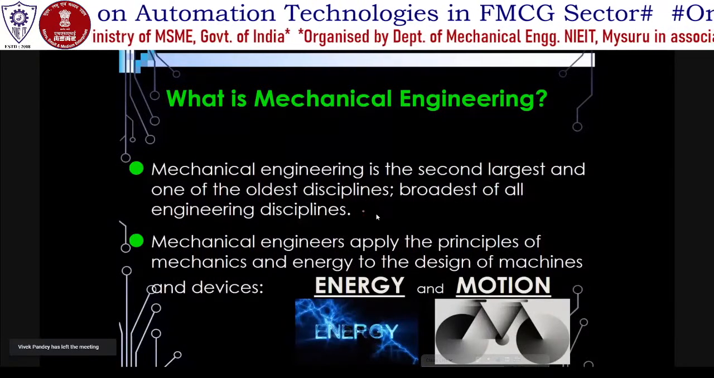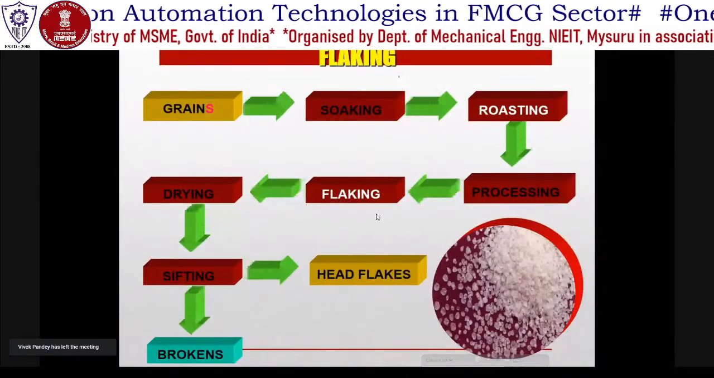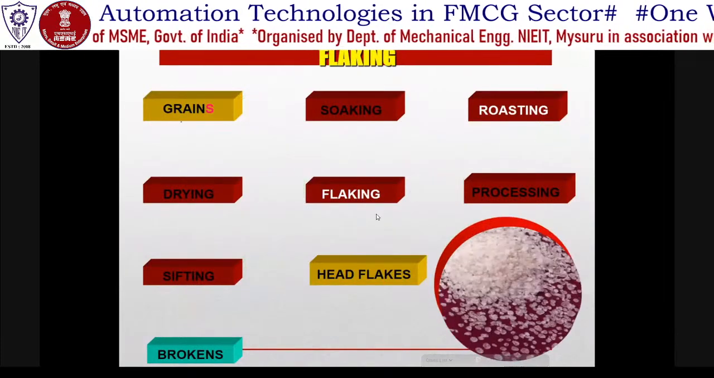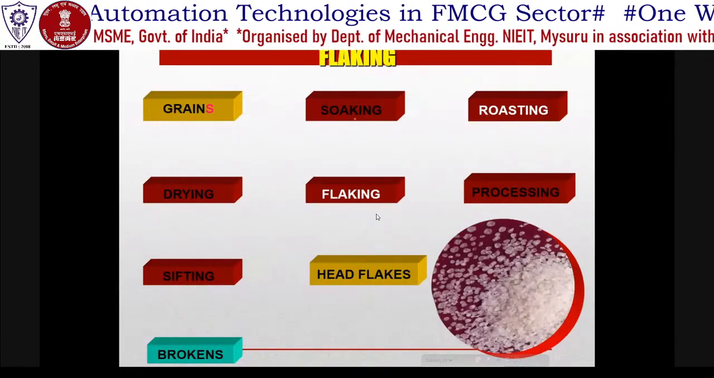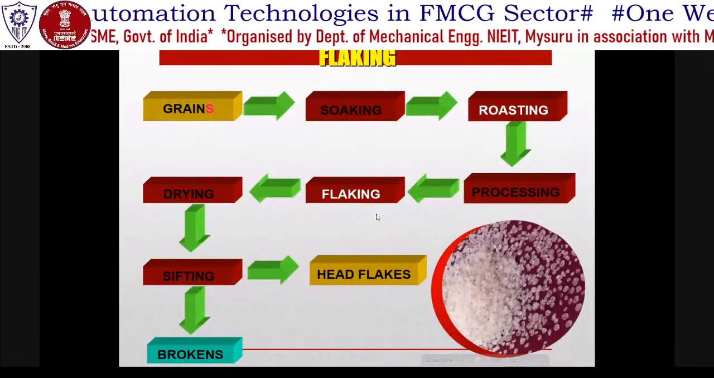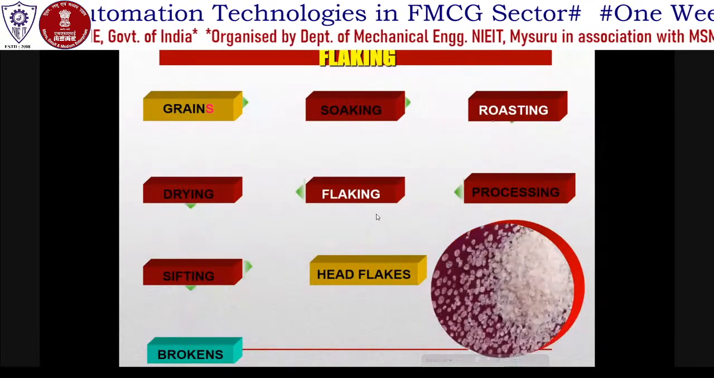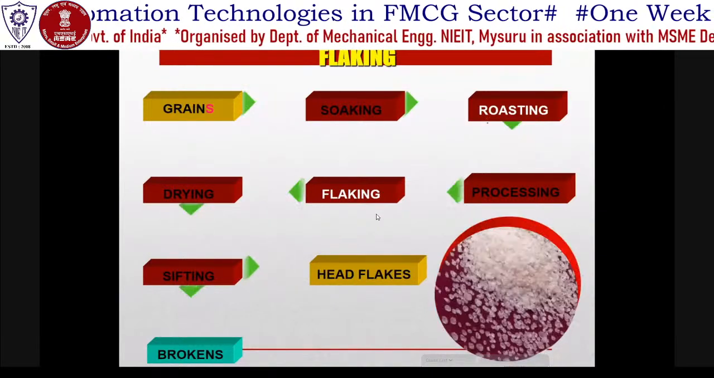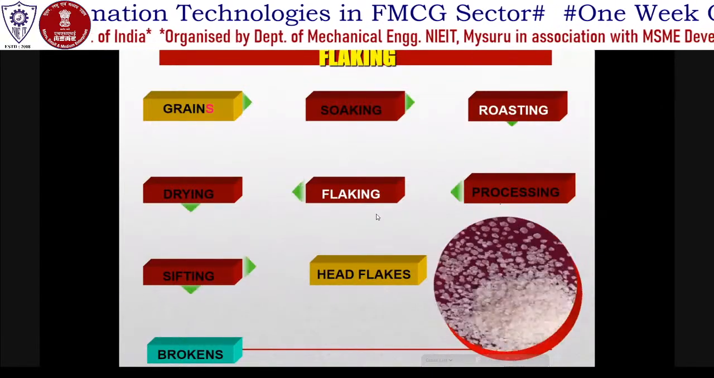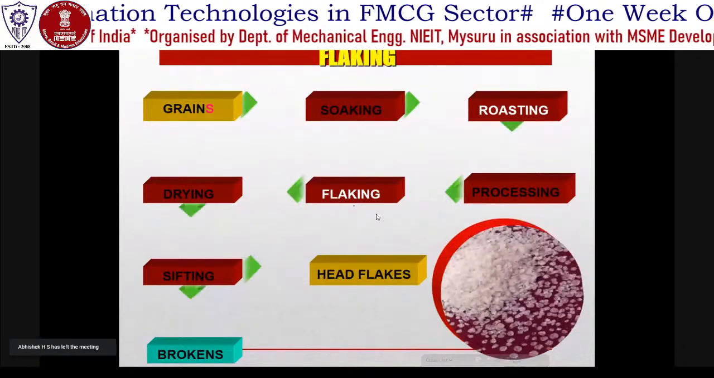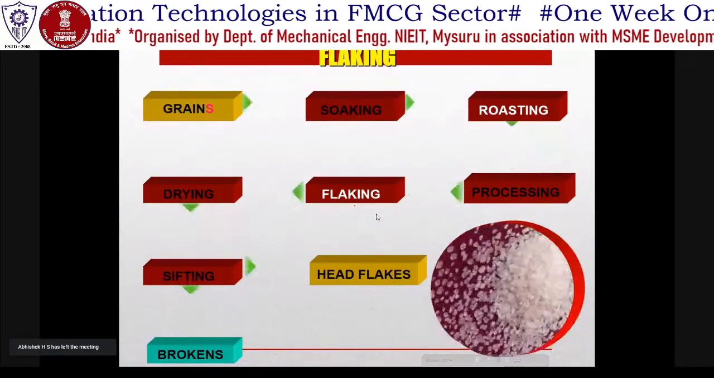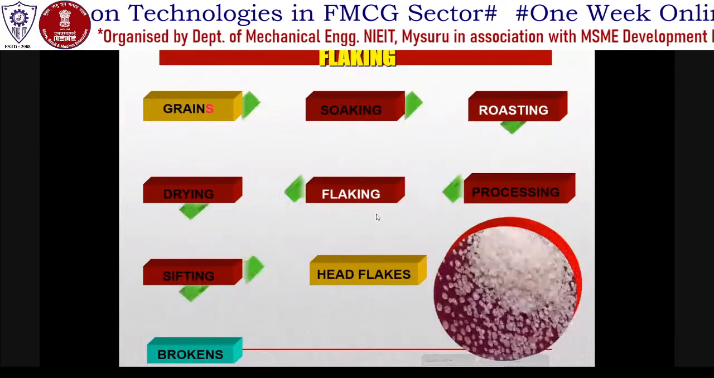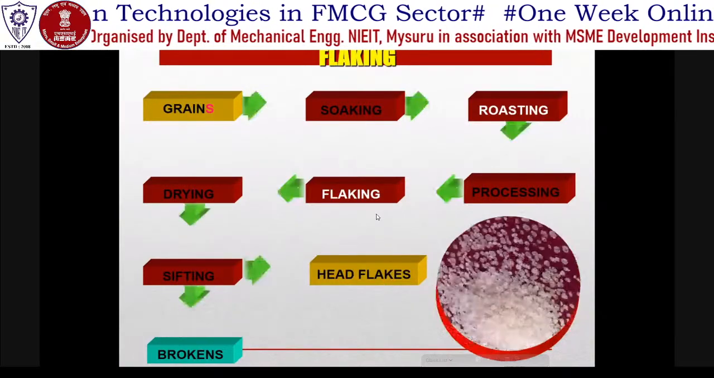Mechanical engineering is energy in motion. So when I take grains for flaking, what do I do? I take grains, I soak them in water, hot water, and I roast it. I roast it in sand, for example, because sand has a very high thermal conductivity. Then I process it to remove the layers. I flake it, means I press it between two steel rolls. I dry it. I sift it to remove the brokens and get the head flakes or big flakes.